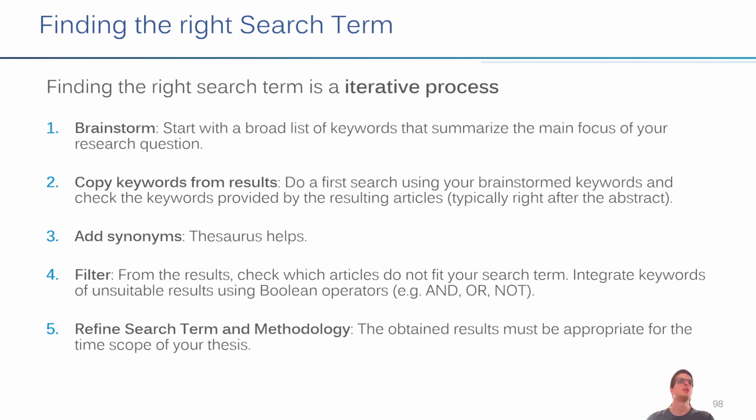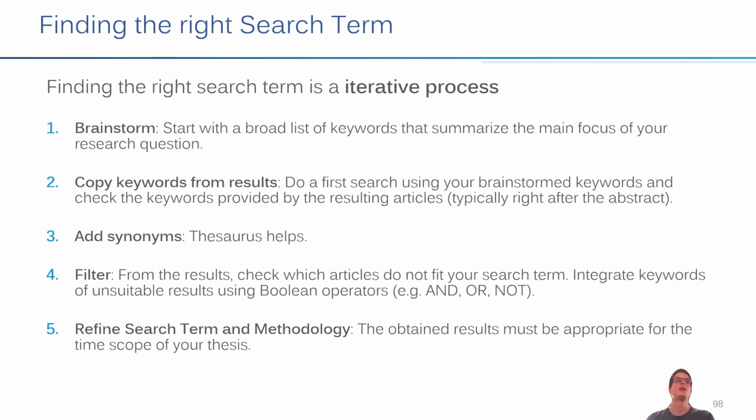In the second step, read up on those results. Check after the abstract section of each paper, there will be a keyword section. So if you run into papers that fit your topic really great, and you see, hey, the keywords of them, I haven't used them in my brainstorming so far, you can introduce them in your search term, do that. And also, these keywords might have synonyms.